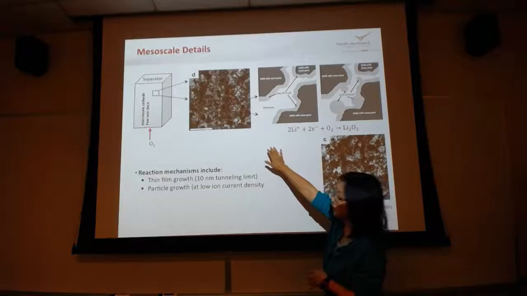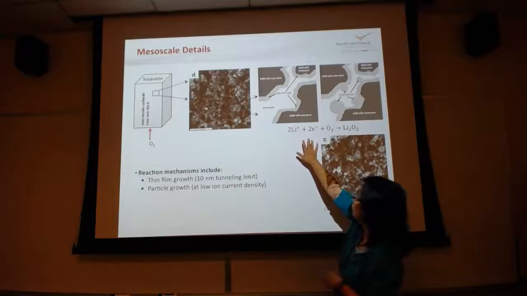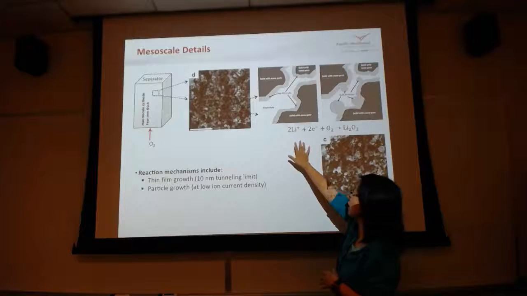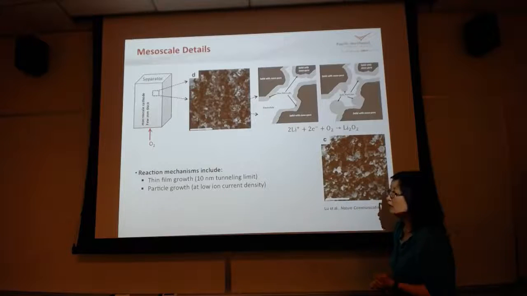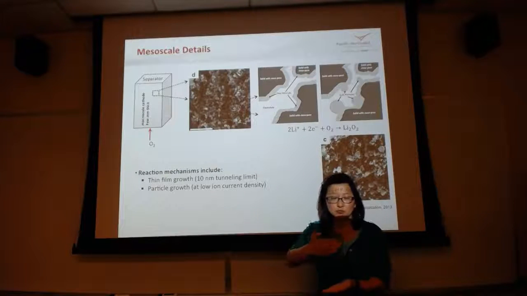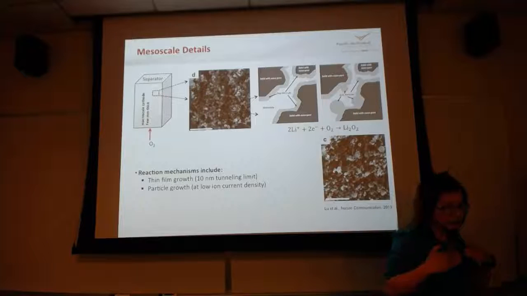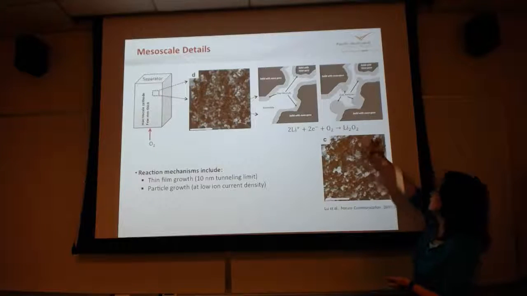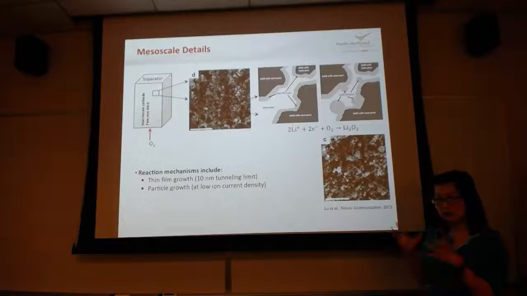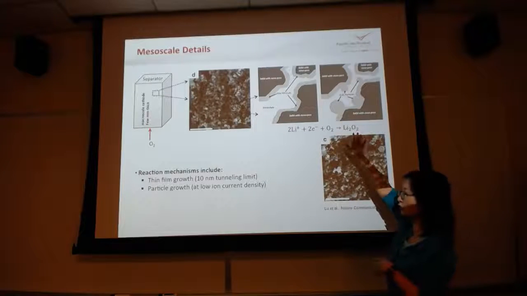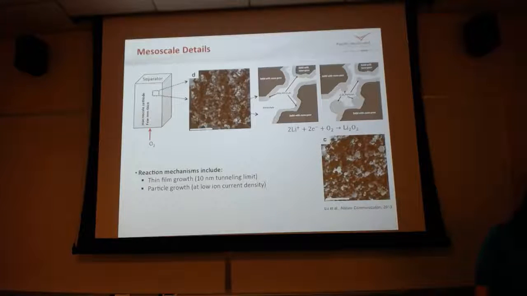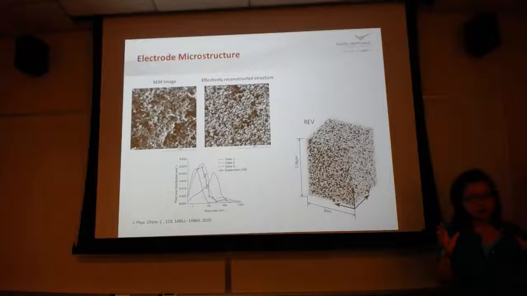During discharge, besides the diffusion, for the chemical reaction you have two types of reaction mechanisms. One is thin film growth: you have a very uniform thin film growing on top of the surface. The other is particle-type growth. This is not uniform, but it allows you to grow very large reactive products. So this gives you some idea about the physical problem.